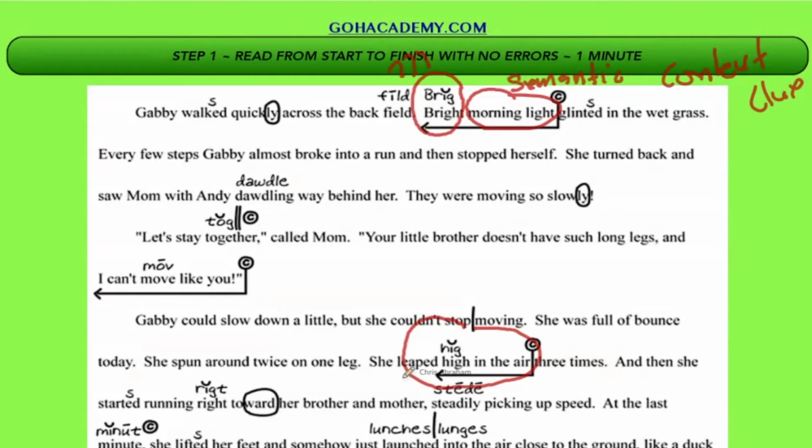Self-corrected this one here. She leaped hig in the air. Oh, she leaped high. What would you do? You'd leap in the air. You'd leap high in the air. So leaped and high are semantic context clues. I think those are good ones.